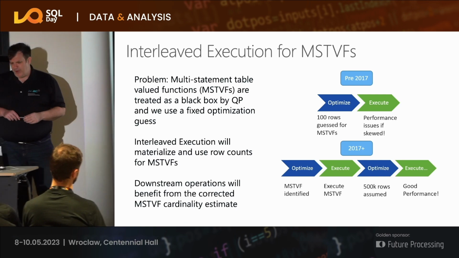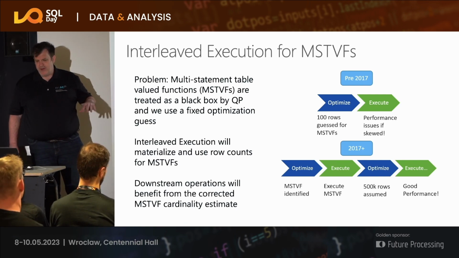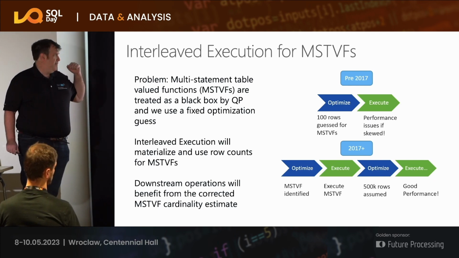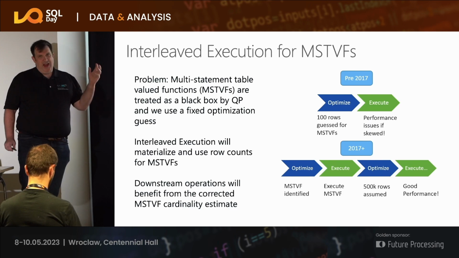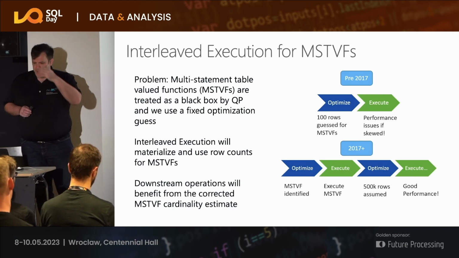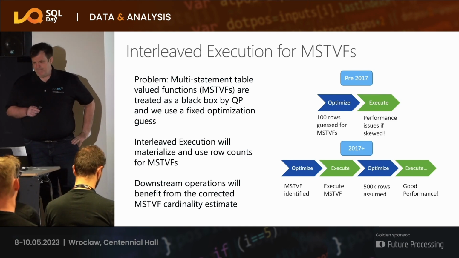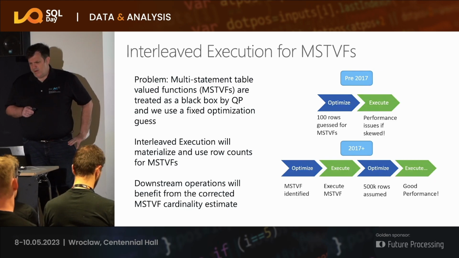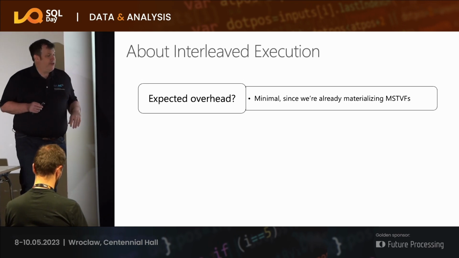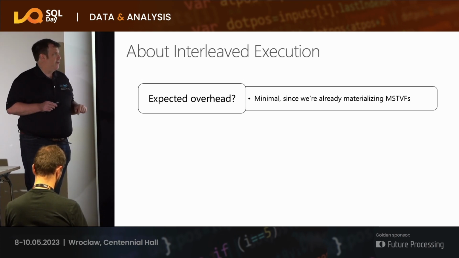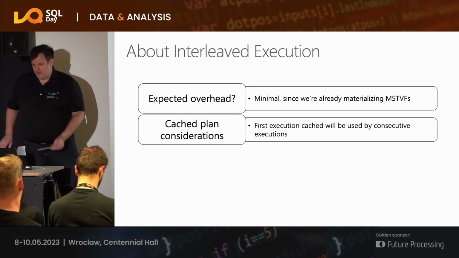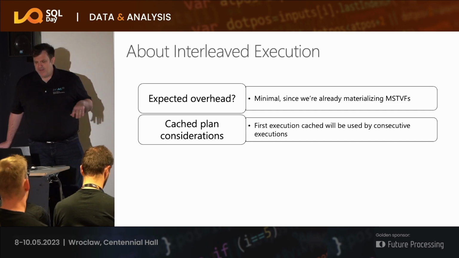So prior to 2017, we thought they were a black box. Now with interleaved execution, the database engine is going to materialize the function, get the actual row count from the function, and then use that. So if there are 500,000 rows in the function, you'll get much better performance. There's very little overhead to doing this because SQL Server is already going to materialize the multi-statement table valued function. One thing to note, the first execution cached will be used by consecutive executions.